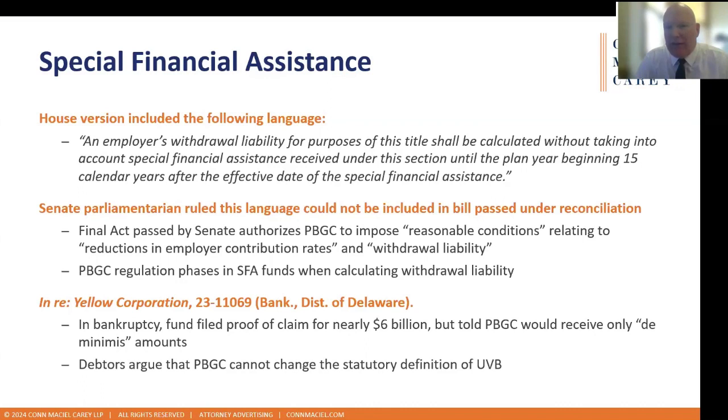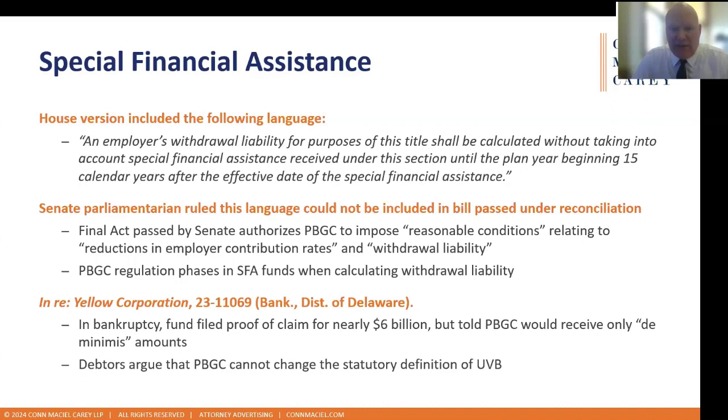While the Senate parliamentarians said that couldn't be included in the bill because it was passed under reconciliation. So they changed it, and the final act authorized the Pension Benefit Guaranty Corporation to impose what it called reasonable conditions relating to reductions in employer contribution rates and, quote, withdrawal liability. So lo and behold, the PBGC has now come out with a regulation that phases in these special financial assistance funds in the calculation of withdrawal liability to the detriment of employers. So that money is there, but when an employer withdraws, you have to pretend that some portion of it at least is not. And so there can still be significant withdrawal liability.